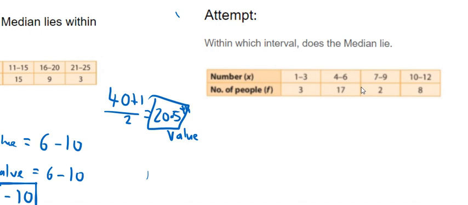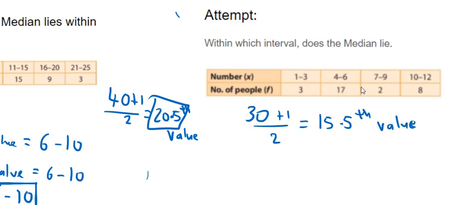If I was to add up all the frequencies here, 3 plus 17 plus 2 plus 8 would be 30. So if I do 30 plus 1 and then divide that by 2, I get 15.5. So I'm looking for the 15.5th value in the list.